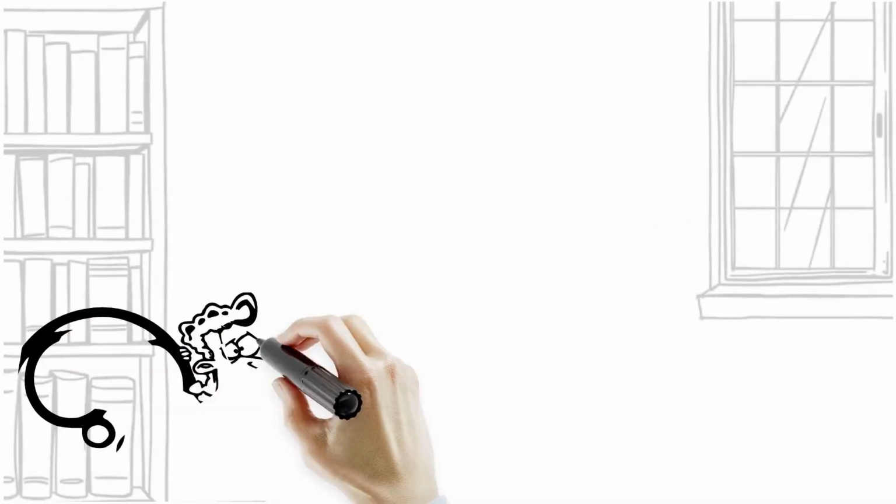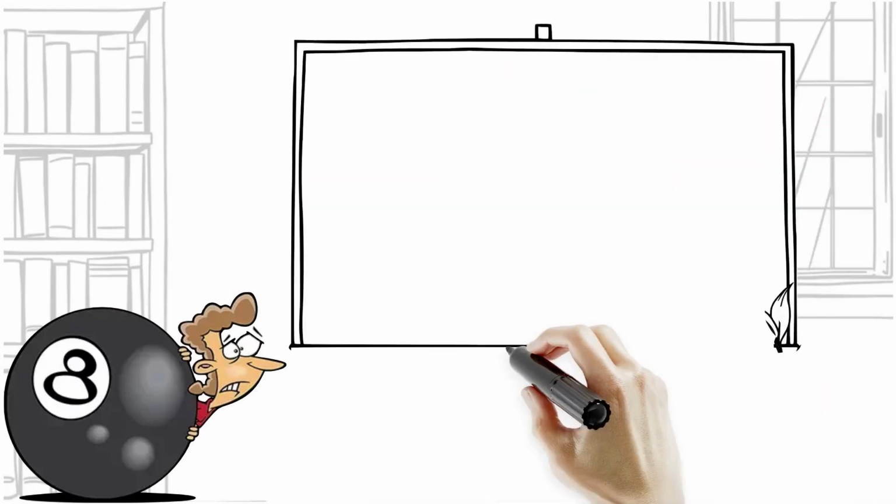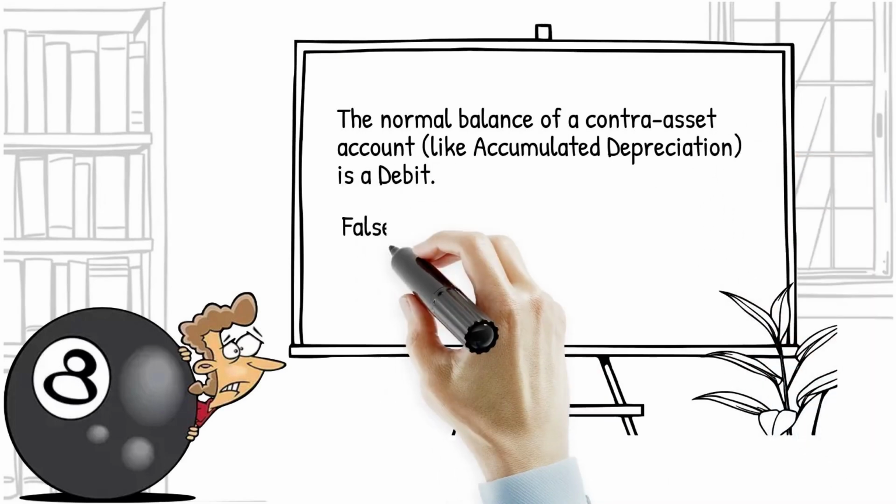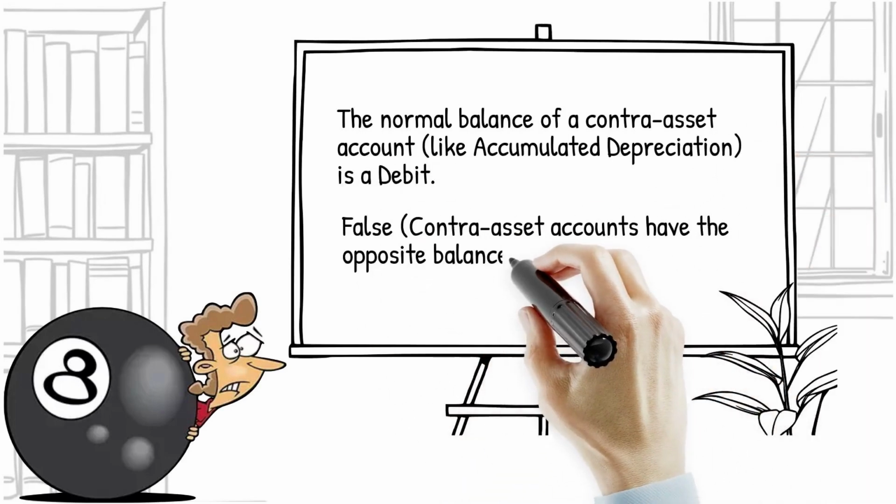The normal balance of a contra asset account, like accumulated depreciation, is a debit. False. Contra asset accounts have the opposite balance, credit.